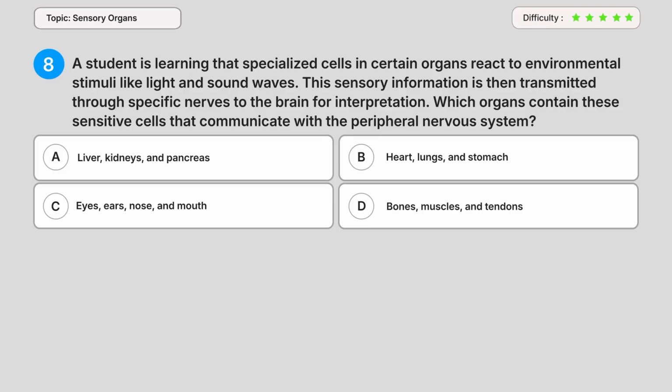A. Liver, kidneys and pancreas. B. Heart, lungs and stomach. C. Eyes, ears, nose and mouth. D. Bones, muscles and tendons. Do you know the answer?